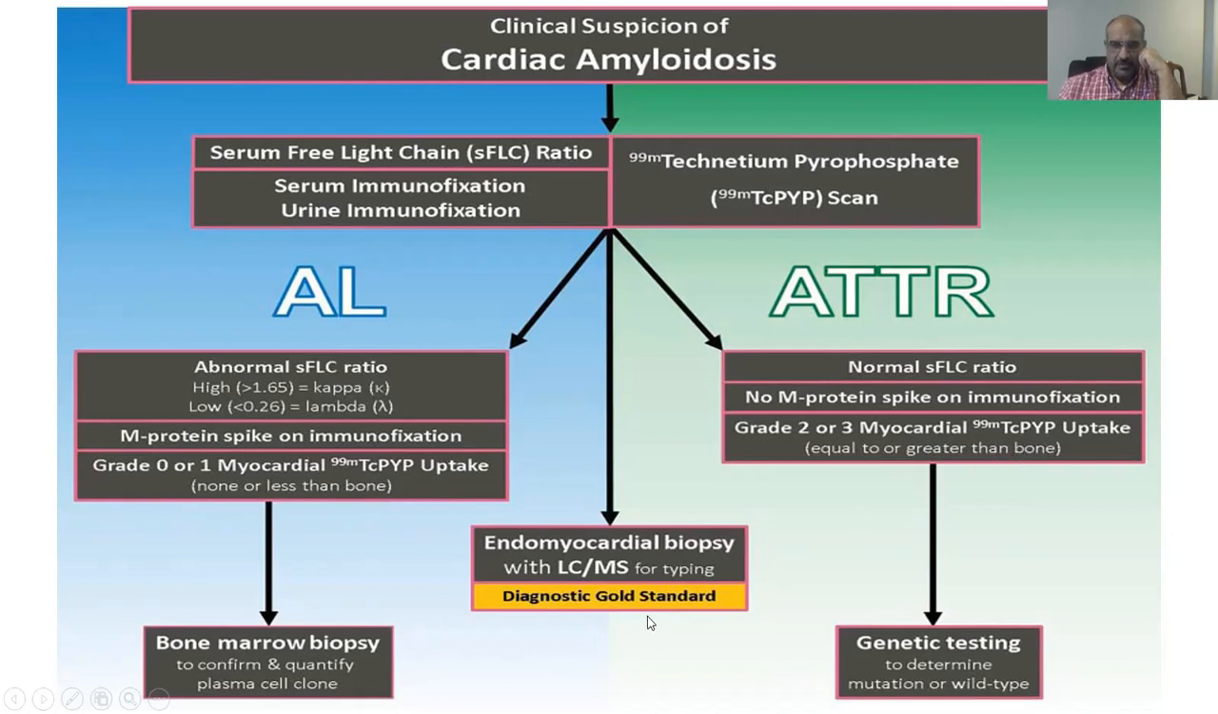Endomyocardial biopsy most probably is not needed, but it's diagnostic, it's still the gold standard. Usually we don't need it. But for AL amyloid, you might need a bone marrow biopsy to confirm and quantify the plasma cell clone. Genetic testing is used to determine mutation or wild type in case of ATTR.